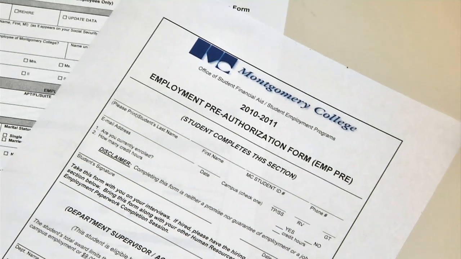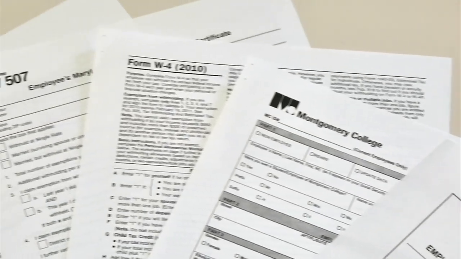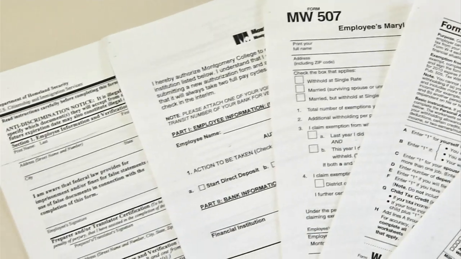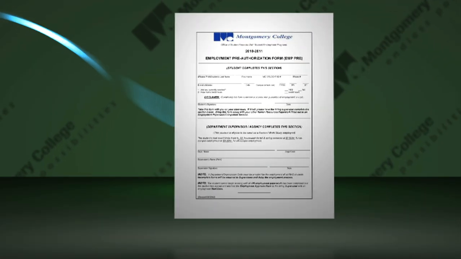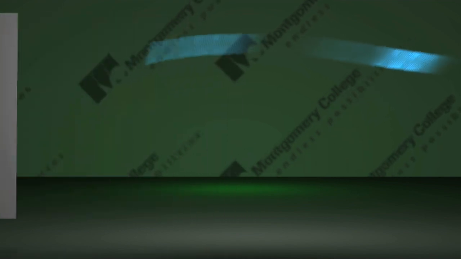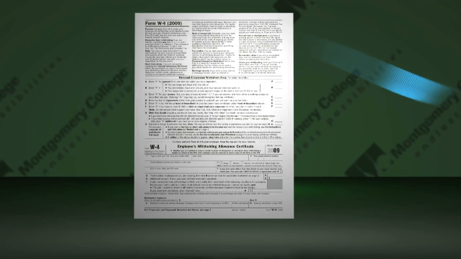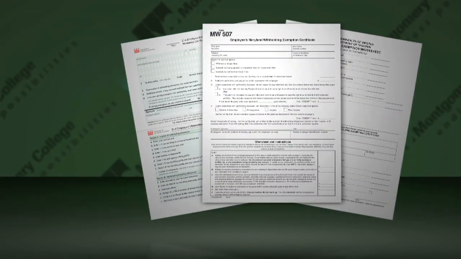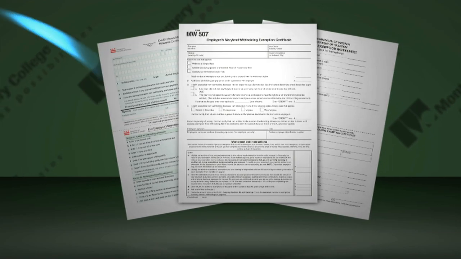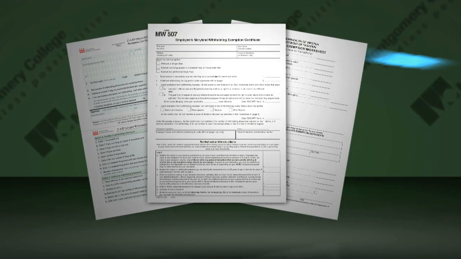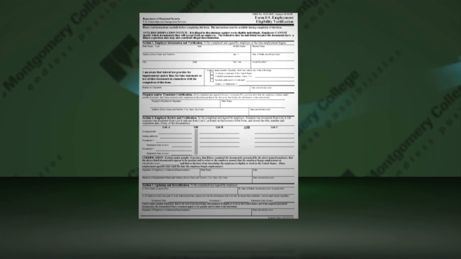Once you have viewed this presentation, you will be given access and instructions on how to download the online human resource employment forms required to be employed as a Federal Work-Study student employee: Employment Pre-Authorization Form, Employee Personal Data Form, Form W-4 Federal Tax Withholding Form, MW-507 Maryland State Tax Withholding Form, or the tax form for the state where you claim residency, Direct Deposit Form, Form I-9, the Employment Eligibility Verification Form.